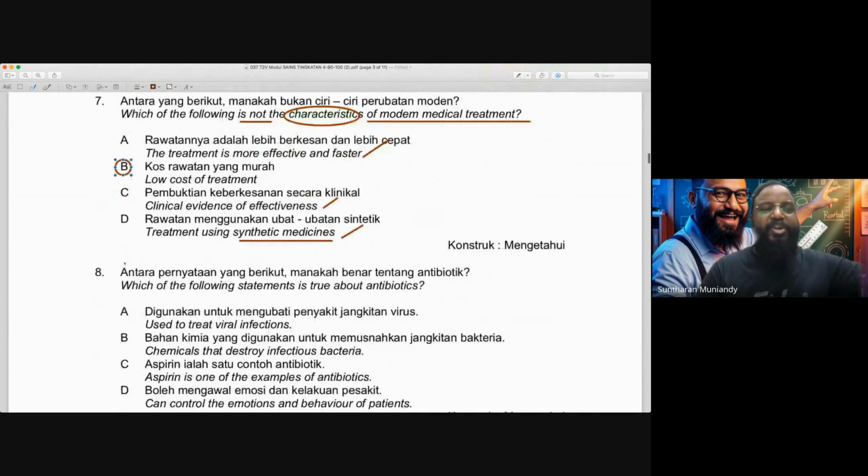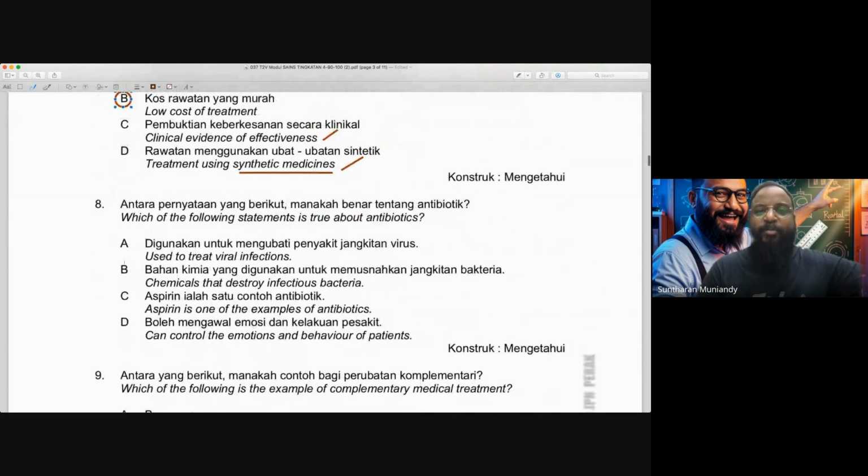Number 8, which of the following statements is true about antibiotics? Used to treat viral infection? No, I told you earlier, be careful. Antibiotic is to treat bacterial infection, not viral infection. So I cannot pick A as my answer.